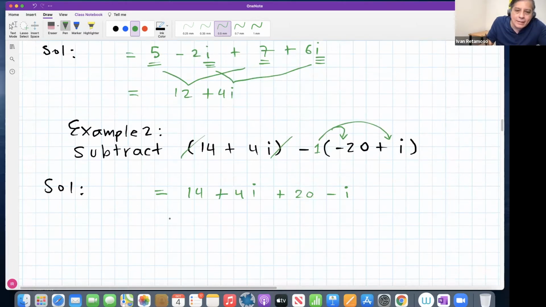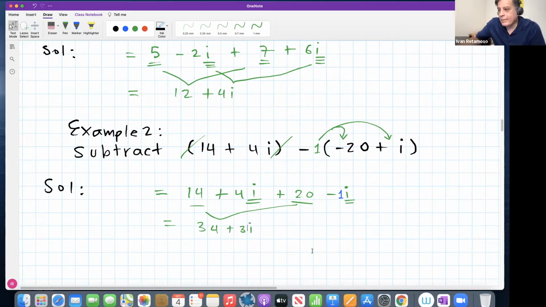This is going to be plus 20, -1 times i minus i, right? And then again, combine like terms. This and this together, 14 plus 20, 34, right? This and this like terms, invisible one there, 4 minus 1 is just 3, right? 3i. And that's it. So as you can see, guys, combining like terms is a good idea.